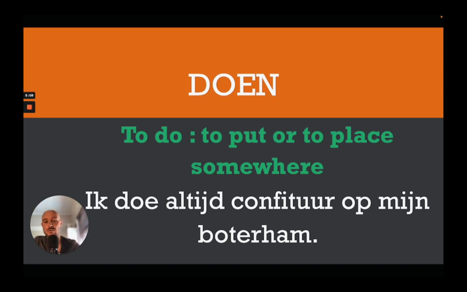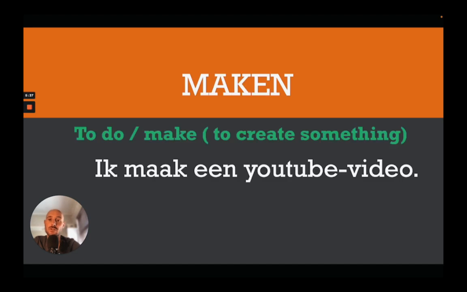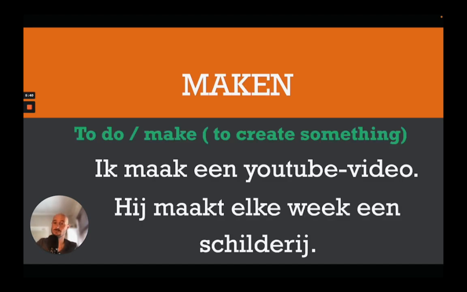Ik doe altijd confituur op mijn boterham. I always, bad English, do marmalade on my bread slice. I always put, better English, marmalade on my bread slice. So in this case, you're putting marmalade on the slice of bread. All right? So in this case, doen is basically placing or putting something somewhere. All right? So these were the meanings of doen, to do.